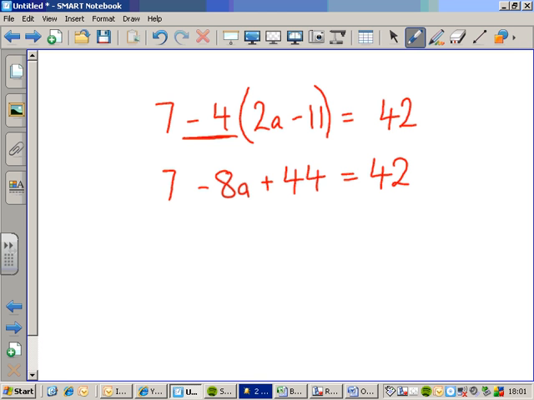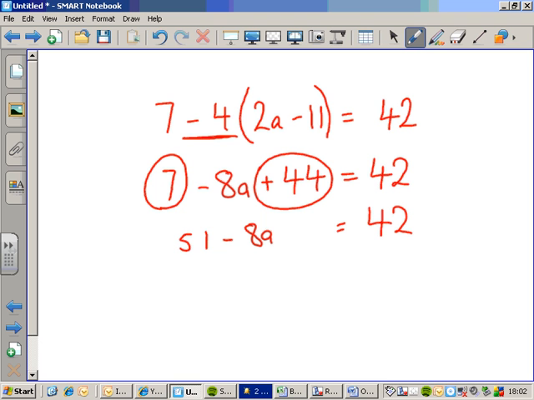All right. Let's collect some like terms here. We've got a 7 and a 44 there. Let's put them together. 44 plus 7 is 51. So 51 minus 8a equals 42. Okay. Let's isolate our a's by getting rid of the 51. Let's take 51 away from both sides. Okay. Which leaves us with minus 8a on the left, always a funny one, and 42 minus 51, which is minus 9 on the right.